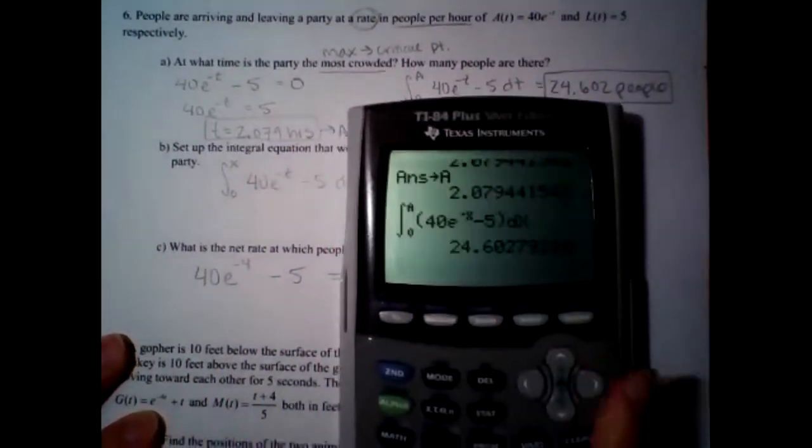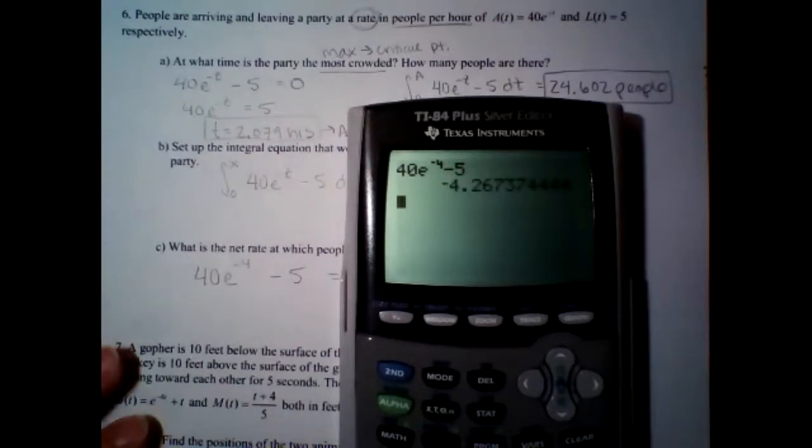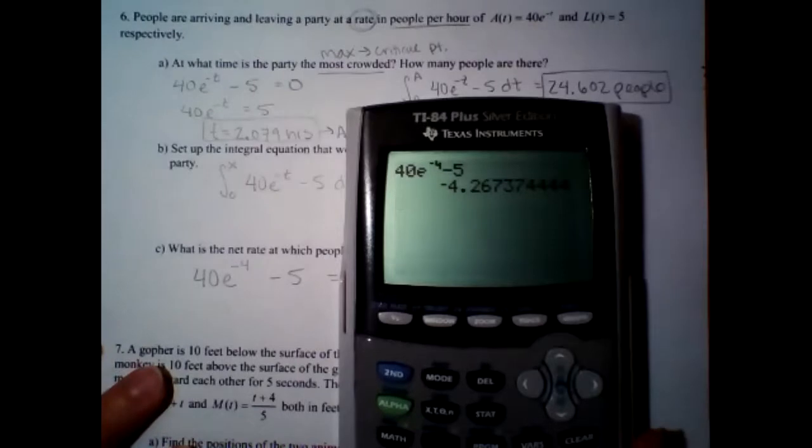So let's type that in. Let me clear all this out. 40 e to the negative 4th minus 5. And so we get negative 4.267.